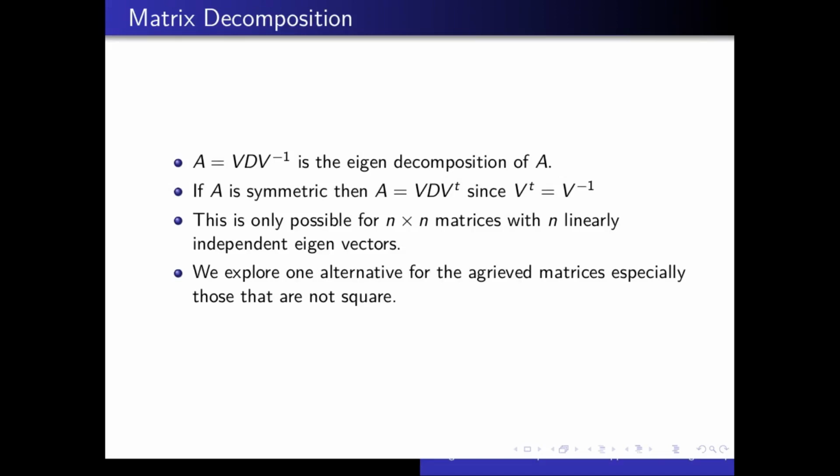Now, this decomposition is only possible for square matrices, and not all square matrices. There are some square matrices also which will not have an eigen decomposition. We will not get into the details of that, but it means there are some that are left out. So we are going to look at the option that the matrices that are left out have, and this option works even for all matrices, whether they are square or not, or whether they have n linearly independent eigenvectors or not. The option is universal.